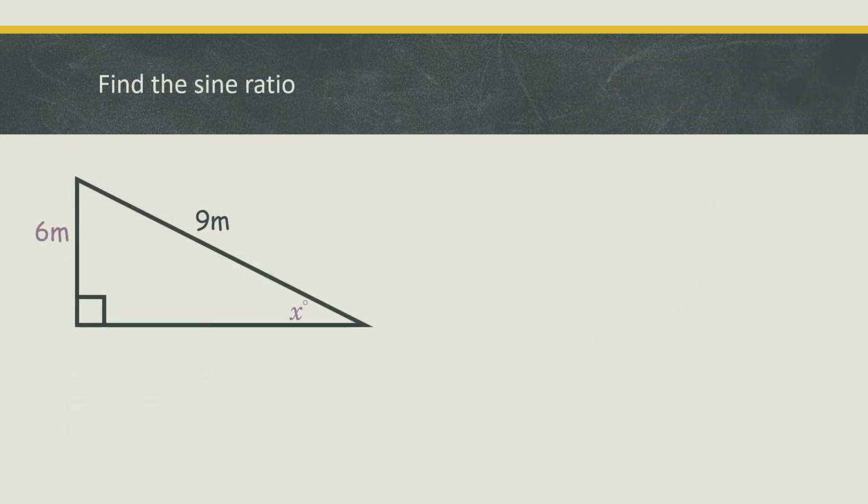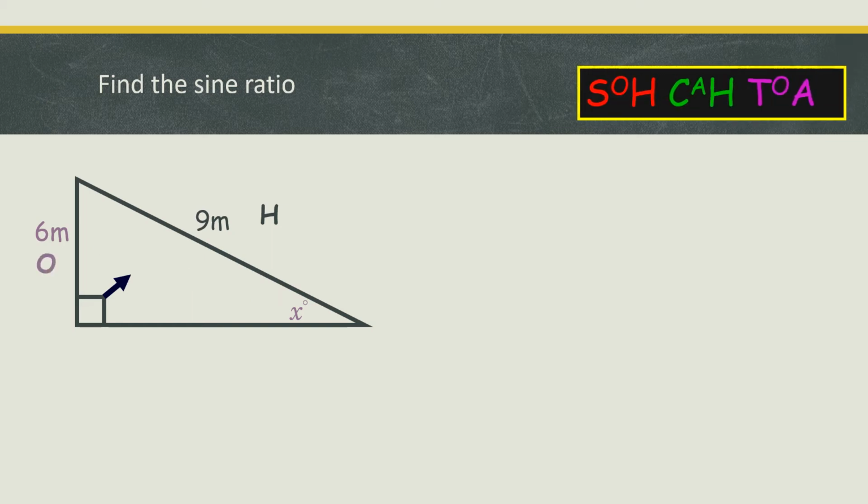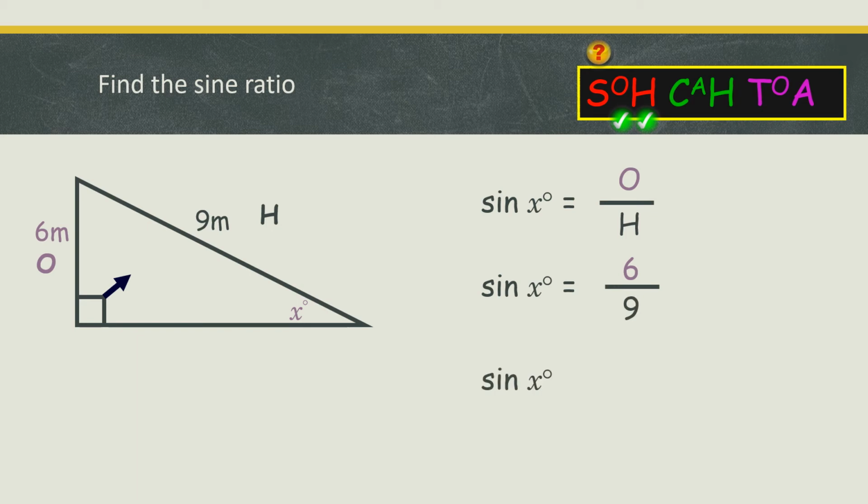So when we're looking for a missing angle using the sine ratio, we need to think about the sides that we've been given. So we've been given the hypotenuse, h is 9 meters. We've been given our opposite side, so the side opposite our angle of x degrees is 6 meters. And we're looking for the ratio sine x this time. So sine x equals opposite over hypotenuse. So sine x equals 6 over 9, and we can simplify that to 2/3.